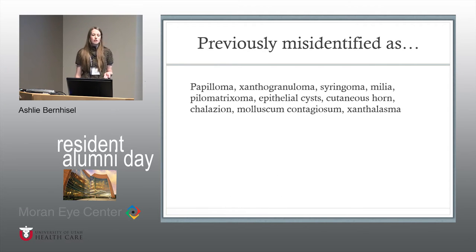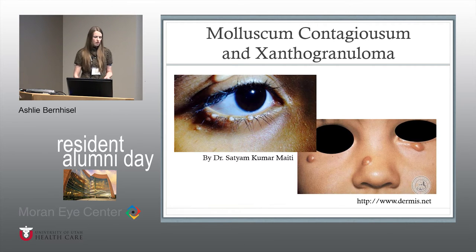Some lesions that these have been misidentified as, and again, this is talking about not just the eyelids but the skin throughout the body, include papilloma, xanthogranuloma, syringoma, milia, pilomatrixoma, epithelial cyst, cutaneous horns, chalazion, molluscum, and xanthelasma. I wanted to go through some photographs of these to give you an idea as to why they were misidentified. And there's going to be a quiz at the end, which I was told you have to get 90% on in order to get CME credit, so pay attention.